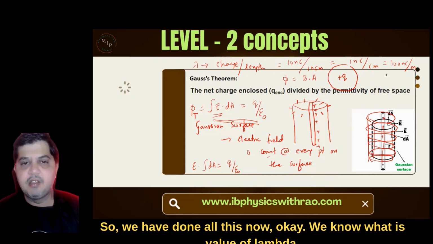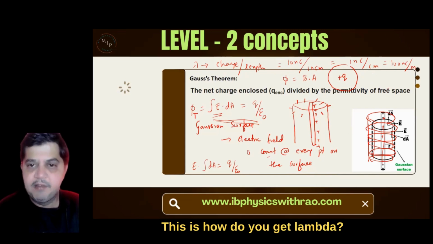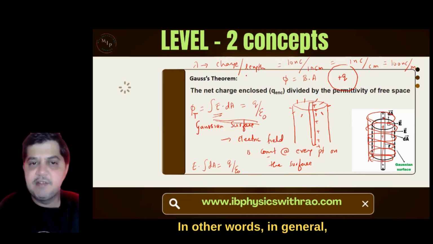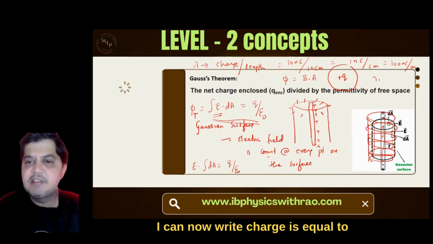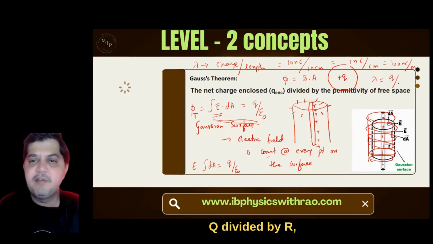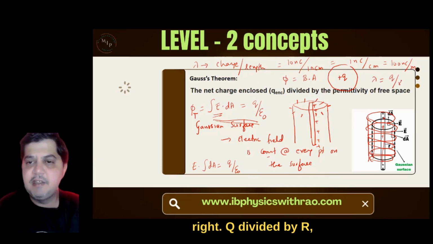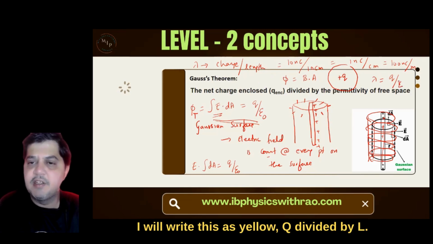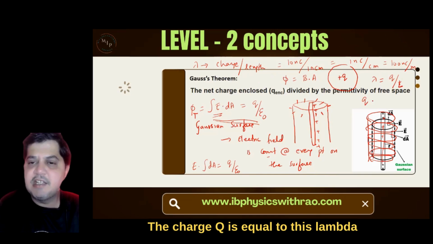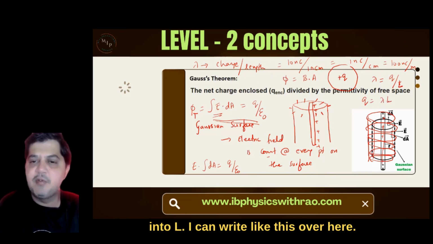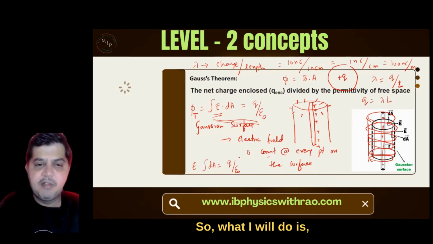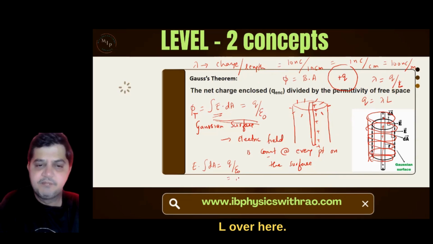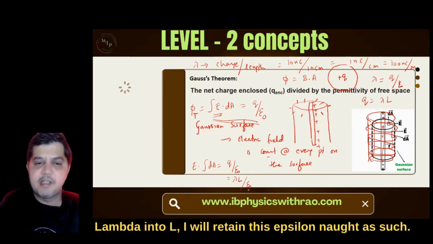Okay, so we have done all this. We know the value of lambda. How do you get lambda? Lambda is charge by length. In general, I can write lambda equal to Q divided by L, where the length is L. So the charge Q is equal to lambda into L. I can write it like this over here. So I'll replace this Q by lambda into L, and I'll retain this epsilon naught as such.